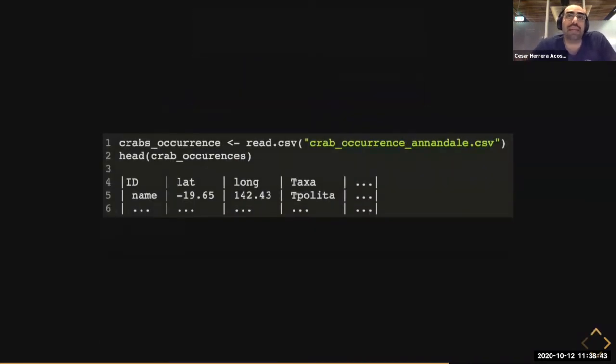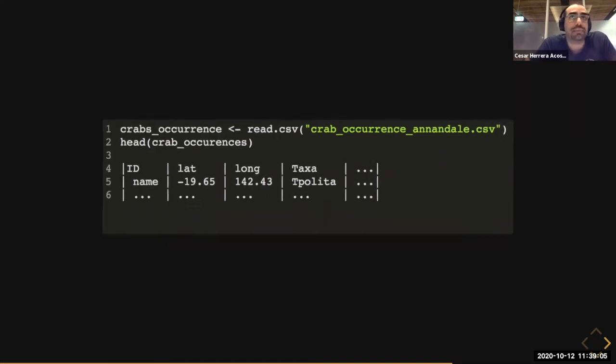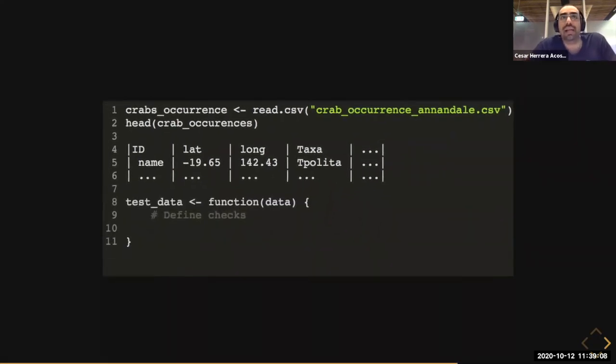So let's imagine in my case, I have a CSV file in R where the crabs occur in a particular area. The file will look like this: I have an ID name, which is a character, then I have the position where the crabs occur, and then the taxa, and maybe many more variables, right? So you can create a test, and the whole aim of this test is to make sure that there are no mistakes in the data, no typos or errors that can be propagated in the analysis.